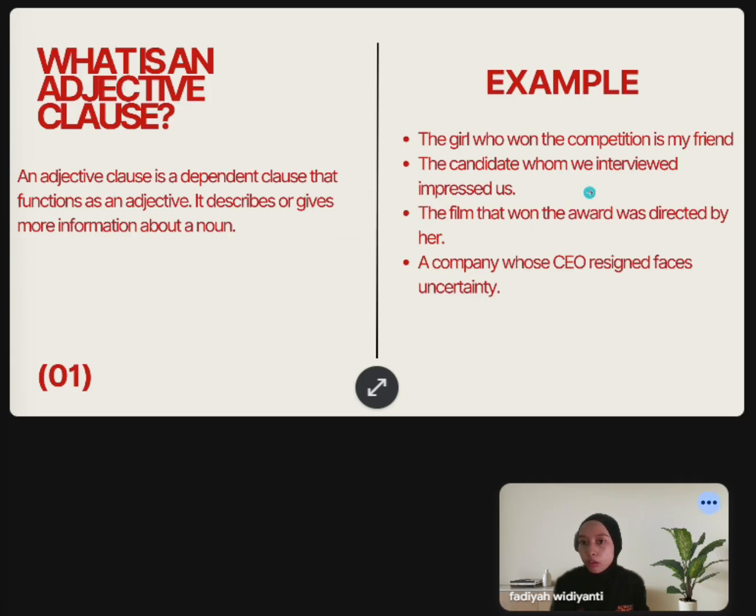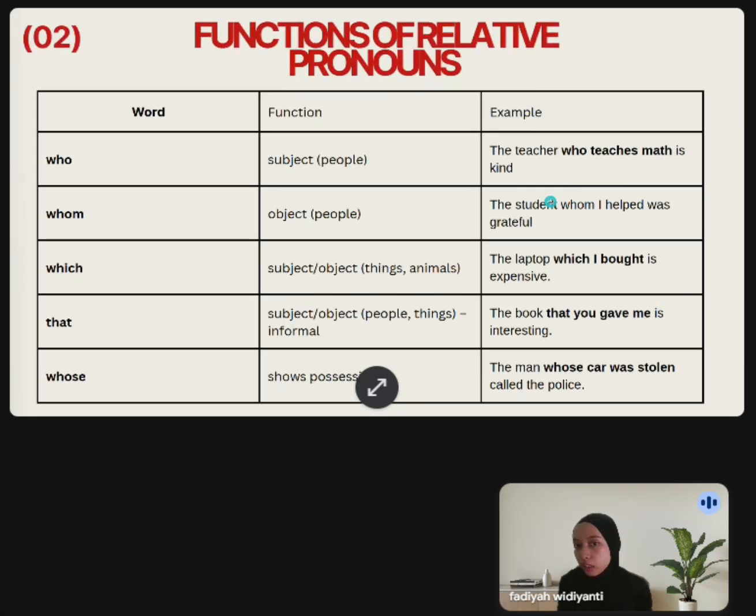Next, we look at the function of relative pronouns. I will provide two examples for the most common ones. First, who. Who is for people and functions as the subject. The example: the teacher who teaches math is kind. And then: the woman who is wearing the red dress is my boss.